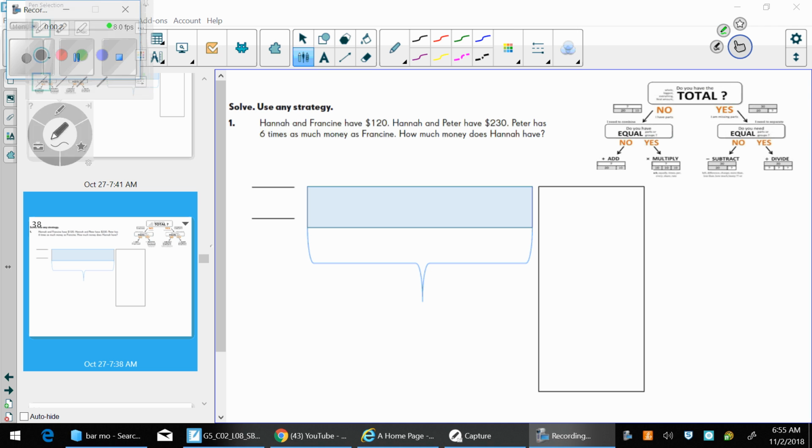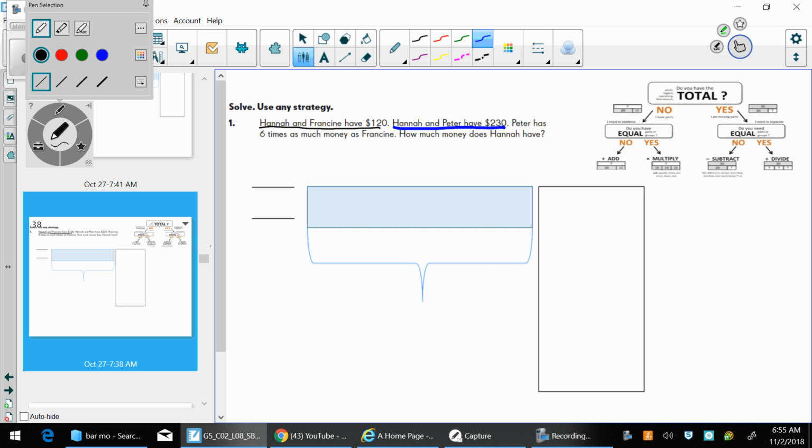Alright, this one's tough because we have a lot going on. What I do see is that we really have a couple of different problems. We have this, which is semi-different from this. But I see that Hannah overlaps. So I do have a total for 2 different problems. I have a total, the big part, is 230. That would be Hannah and Peter together. So what I'm going to do is split this bar model horizontally across there like that.